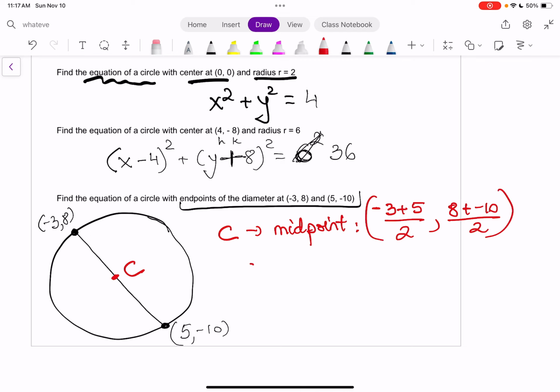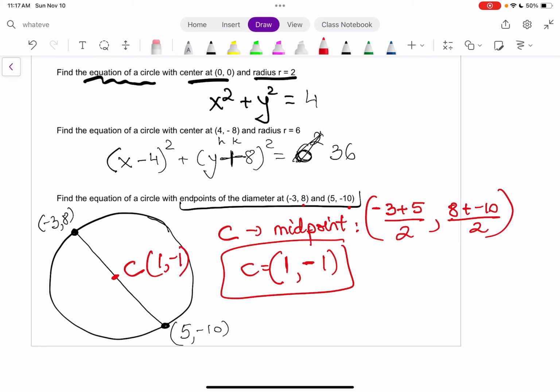So therefore, the center is going to be at -3 plus 5, which is 2, divided by 2, so that's 1. So the point halfway between -3 and 5 happens to be 1, which makes sense. And the point halfway between 8 and negative 10 is 8 plus negative 10, which is negative 2, divided by 2, which is negative 1. So there is where the center is going to be. So we have to use the midpoint formula.